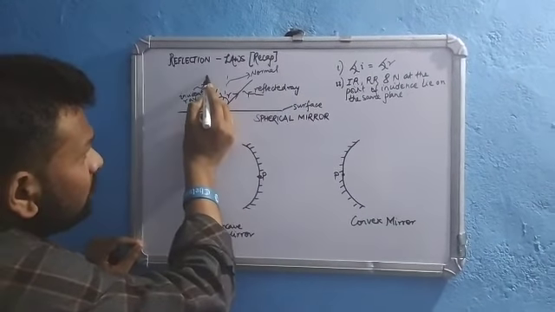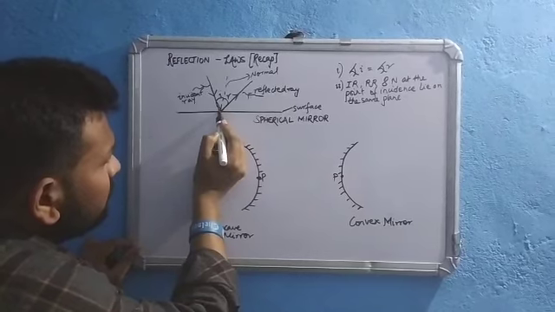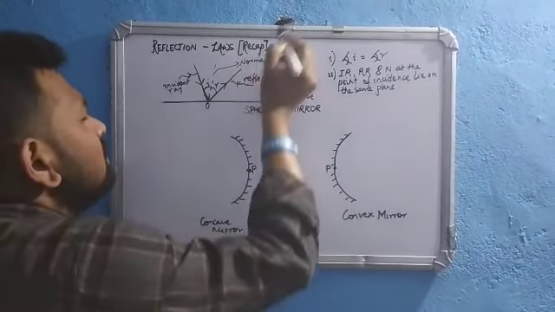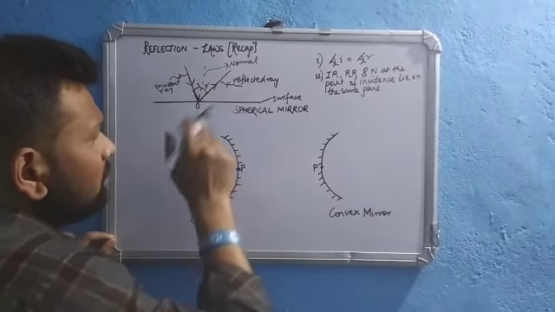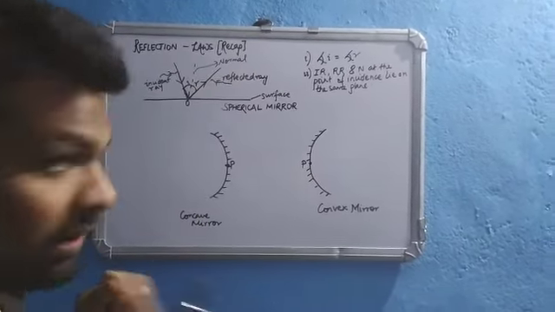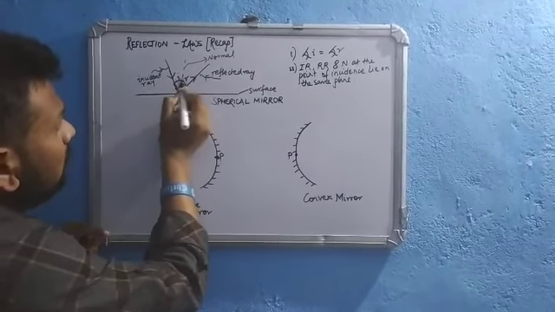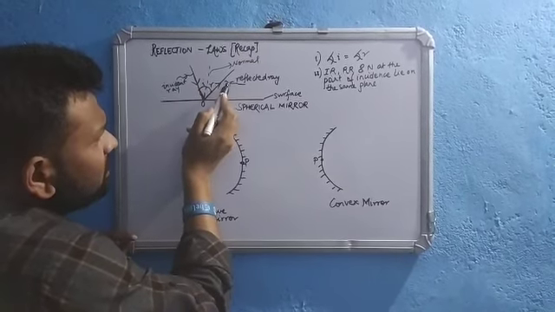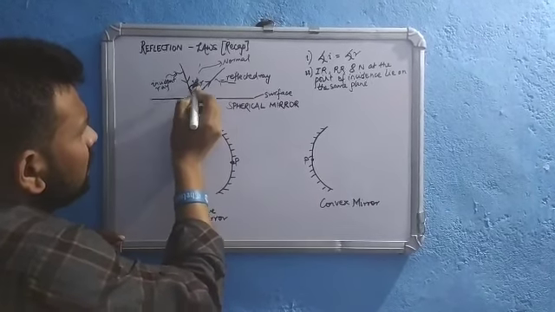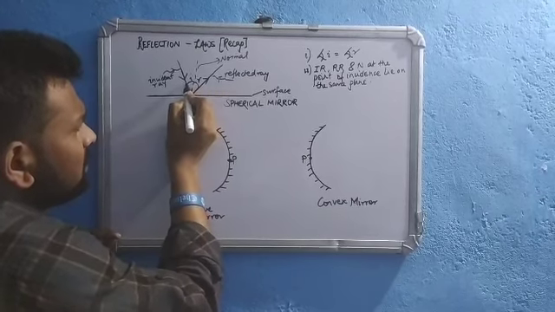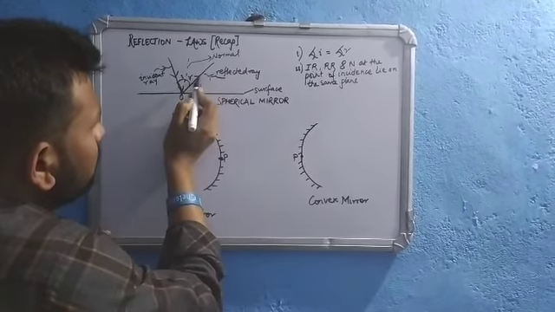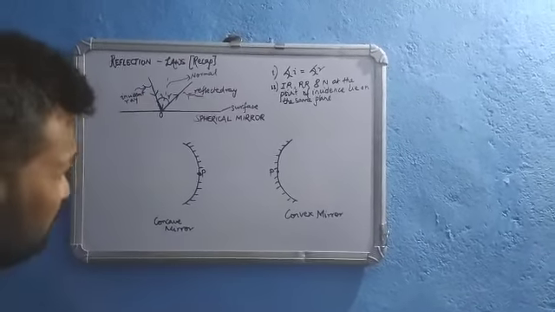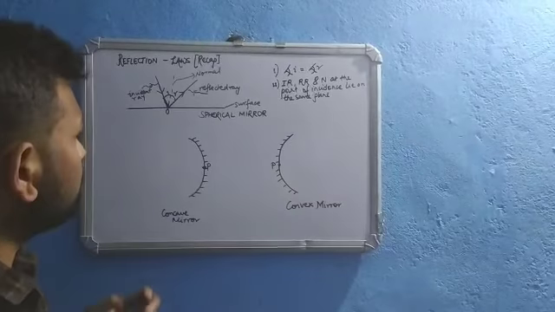Now, when a ray of light is incident on a surface, that light ray does not go to another medium, but gets bounced back in the same medium. This is called reflection. That is how you see your image in the mirror, isn't it? This ray is called the incident ray, and this ray is called the reflected ray. The angle which the incident ray makes with the normal is the angle of incidence, and the angle which the reflected ray makes with the normal is the angle of reflection. This everyone knows, I suppose, because this is just a recapitulation.